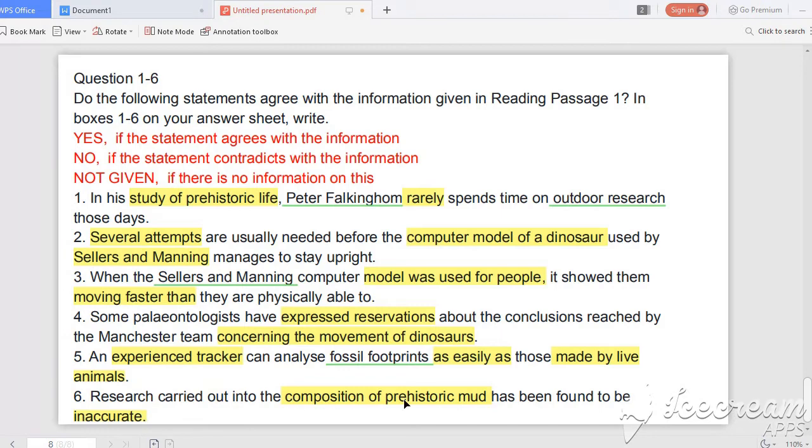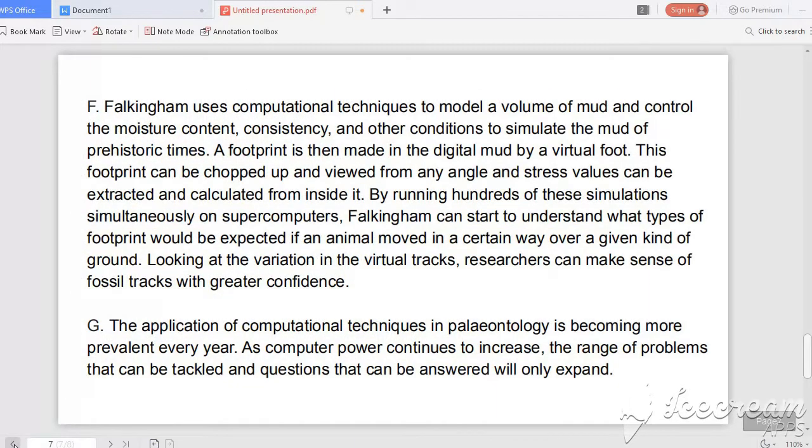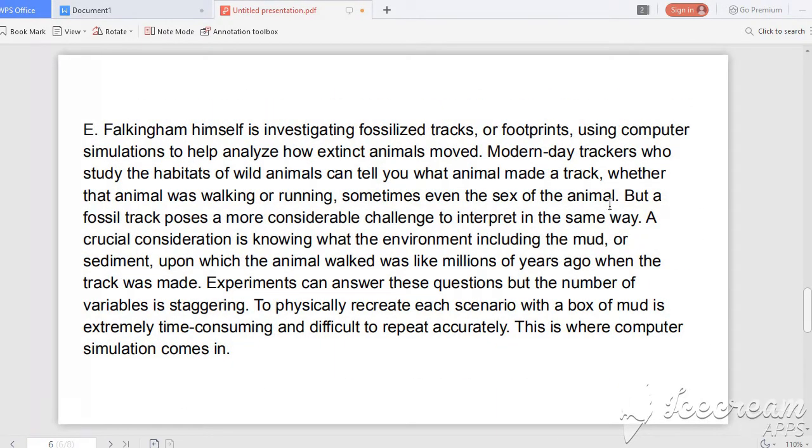Research carried out into the composition of prehistoric mud has been found to be inaccurate. So what are the keywords? Composition of prehistoric mud and inaccurate. So now let's read the next paragraph. A crucial consideration is knowing what the environment, including the mud or sediments upon which the animals walked, was like millions of years ago. The number of variables taken into account, to physically recreate this scenario with a box of mud is extremely time consuming and difficult to repeat accurately. This is where computer simulation comes in.